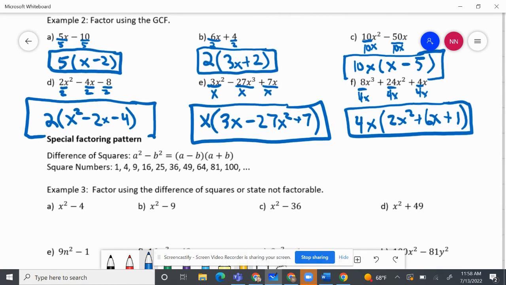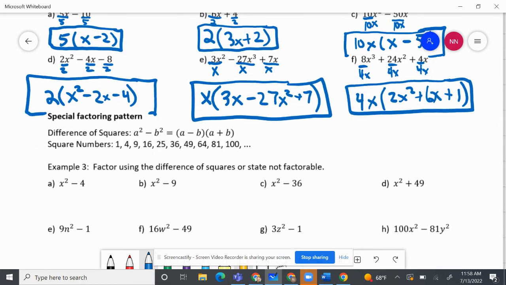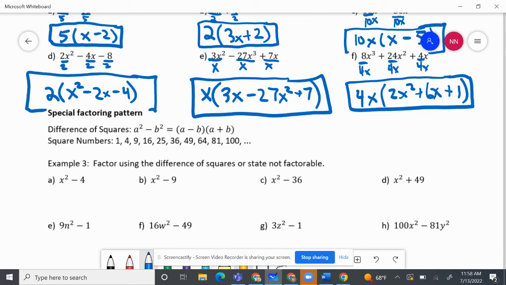Now we're going to look at our special factoring pattern. This is actually called the difference of squares. It's called the difference of squares because we have two terms that are squared and we're subtracting them. Whenever we have this, it factors to a minus b and a plus b. In order for this to work, we need to find the square root of each of our terms.